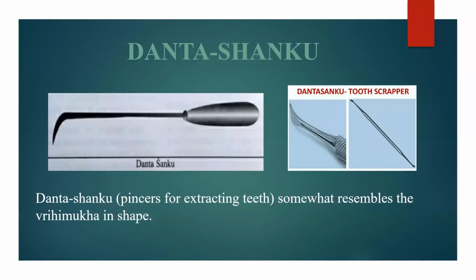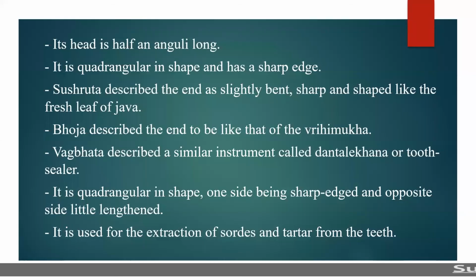Danta Shanku, as the name suggests, is a pincers for extracting teeth and somewhat resembles the Vrihimukh in shape. Its head is half an angula long, quadrangular in shape and has a sharp edge. Acharya Shushruta described the end as slightly bent, sharp and shaped like the fresh leaf of Java. As per Acharya Bhoj, the end is to be like that of a Vrihimukh.